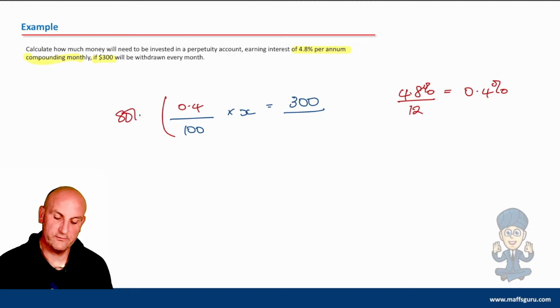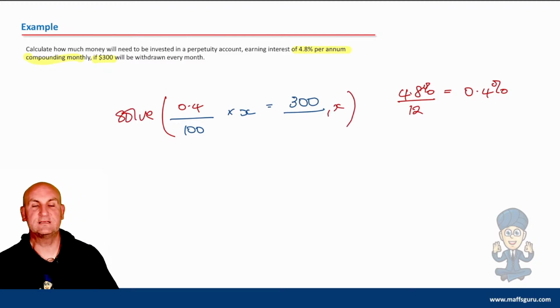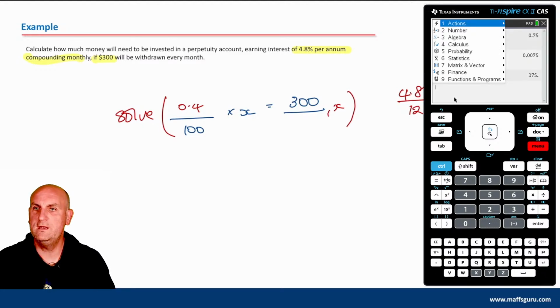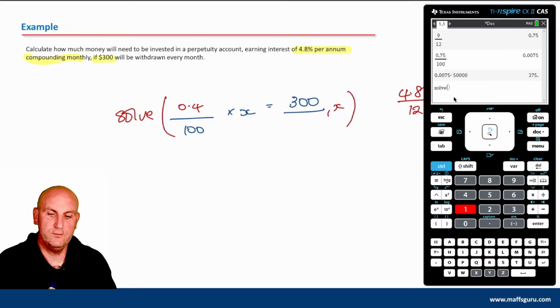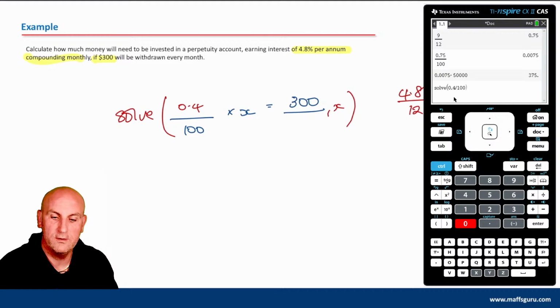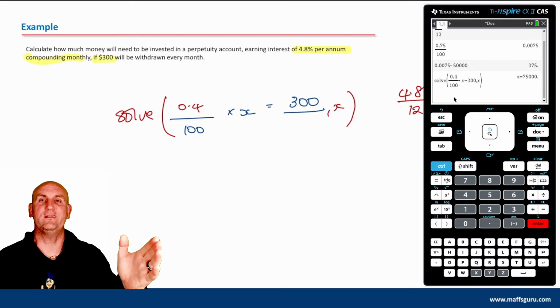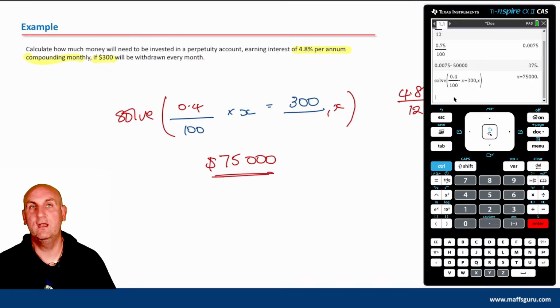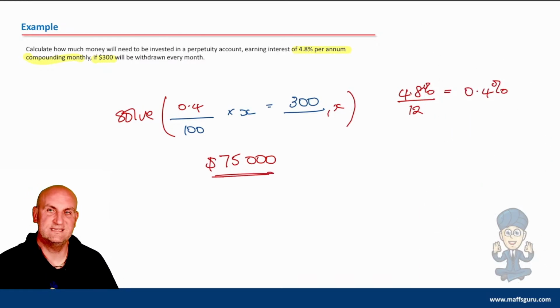What am I going to do? I'm going to put that in the solve function, hit comma, and X. Now, can't I just make that 1%, like in the previous example? Not easily. In this situation, it's going to be much easier to use my calculator. So Menu 3.1, solve, 0.4 divided by 100 times by X, and I always put the times in, equals 300, comma X. Hit enter, and out comes the correct answer of $75,123. Ka-ching.